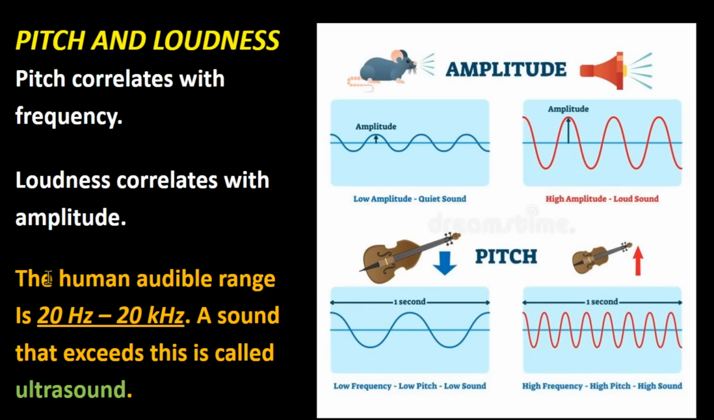Now the human audible range is 20 Hz to 20 kilohertz or 20,000 Hz. Basically, humans can hear anything within that range. As they get older, that drops a little bit. But if there's a sound that is below that or above that, a sound that is above that is called an ultrasound, which you might be familiar with in terms of detecting babies in the womb.